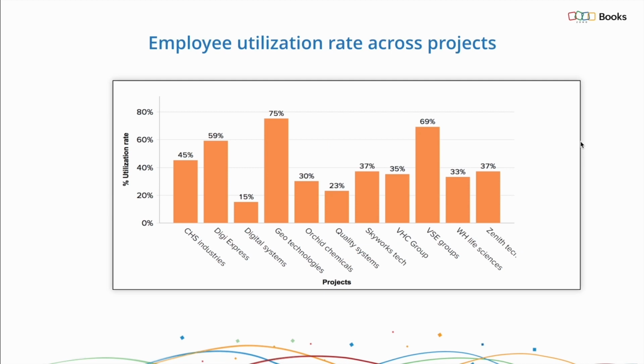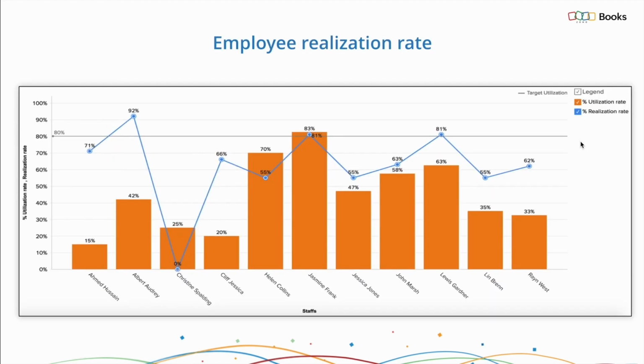We can also compare this report across different projects and see which of these projects are consuming more time. So if a project is consuming more time, it could mean that my clients are demanding more work. This can also help me identify if I'm spending more of my resources on unbillable work.